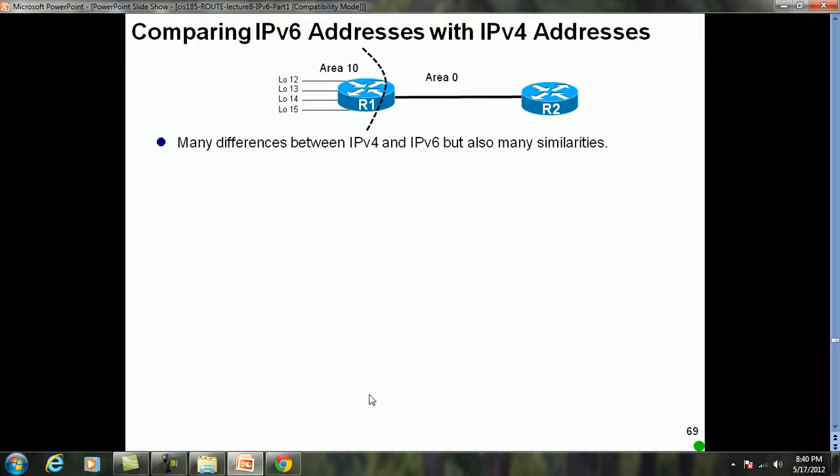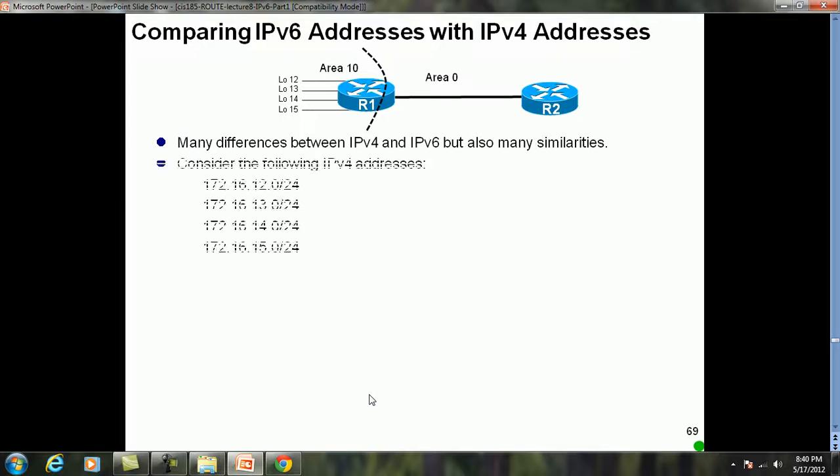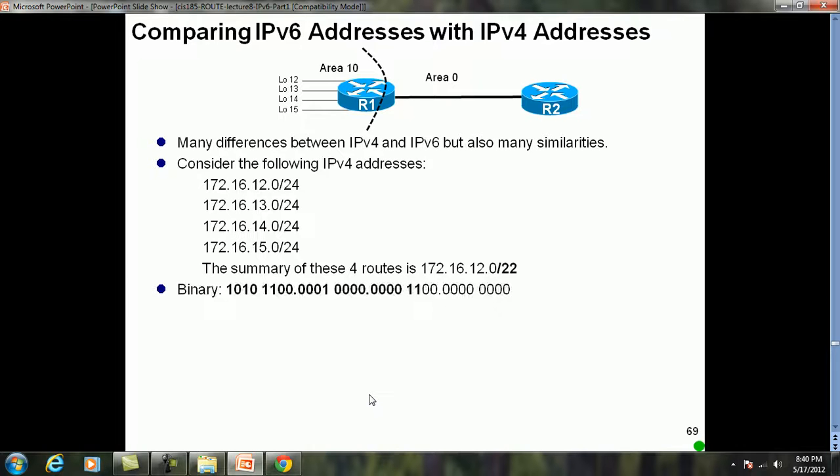So did you have any queries? No. Now comparing IPv6 addresses with IPv4 addresses. Many differences, but some similarities also. Consider the following IPv4 addresses: 172.16.12, 13, 14, 15. The summary of the four routes is 172.16.12.0/22. This is the manual summarization which we see.